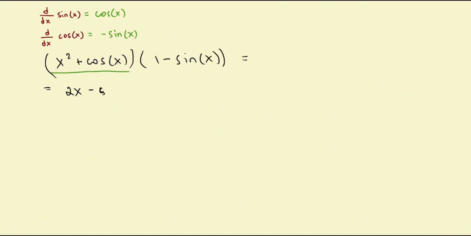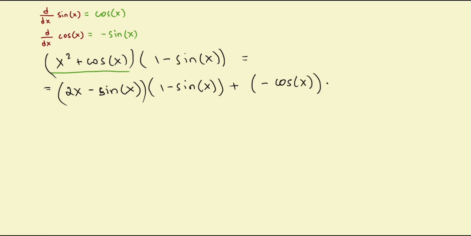minus sine x, since the derivative of cosine is negative sine, times the second function using the product rule, plus derivative of the second function, which is 0 minus derivative of sine is cosine, times the first function, x squared plus cosine x.